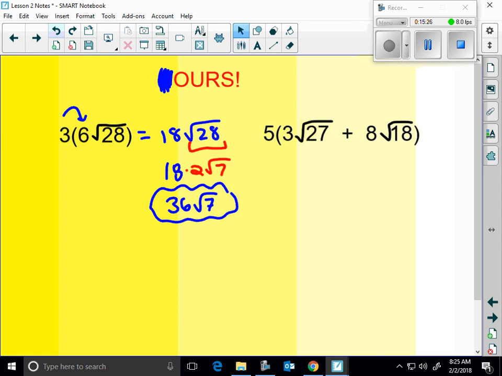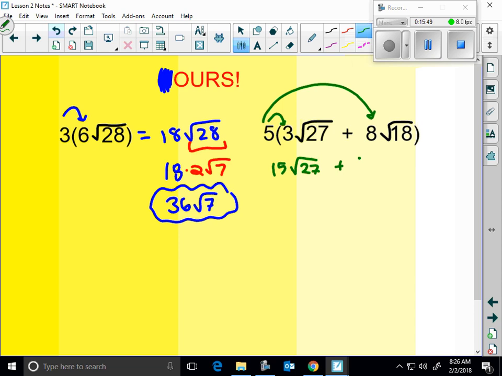Okay, somebody else want to assist with the second one? Thanks, Oni. Mason, what do you think? What's the first step? Yep, and then what else? 5 times 8. What is 5 times 8, Mason? Say again? 40, good. So 40 root 18.